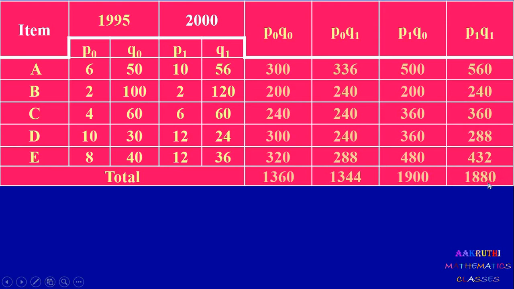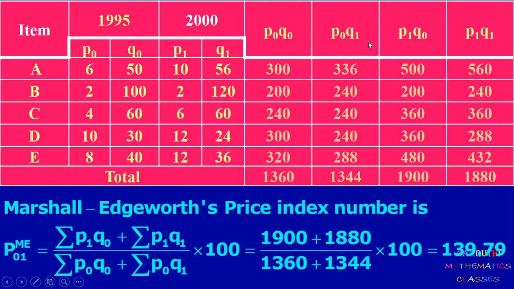So here we have to use both base year quantity and current year quantity, and the formula is summation of P1 Q0 plus summation of P1 Q1 divided by summation of P0 Q0 plus summation of P0 Q1, into 100. So Marshall-Edwards price index number is 1900 plus 1880 divided by 1360 plus 1344 into 100. Substituting all these values, we get 139.79. So here Marshall-Edwards price index number P01 ME equals 139.79.